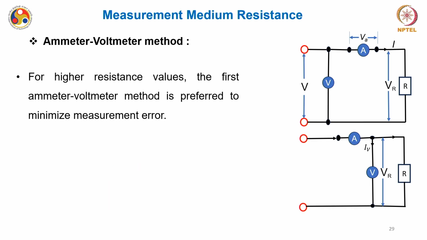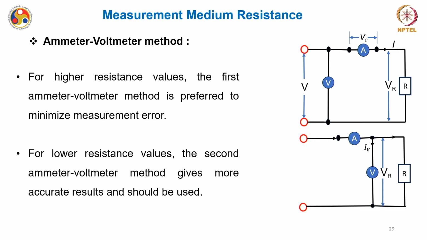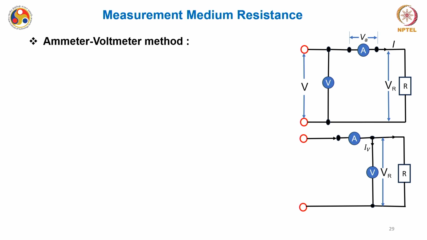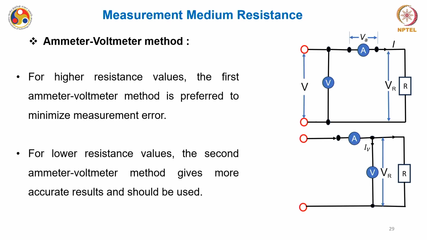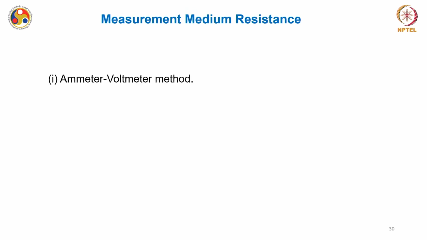So, for high resistance values, the first ammeter-voltmeter method is preferred to minimize measurement error, and for low resistance values, the second ammeter-voltmeter method, or connection 2, gives a more accurate result and should be used. And for reference, the resistance that I have calculated just now, under root RV into RA, can be used as a reference for talking about high resistance and low resistance. So, you can take this as a reference for high and low values.